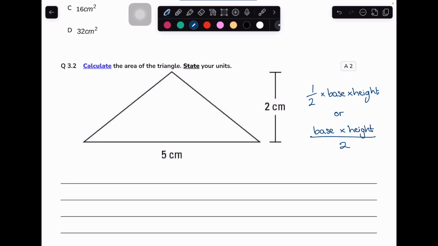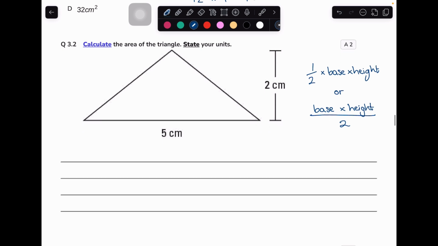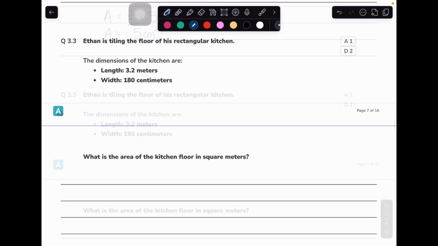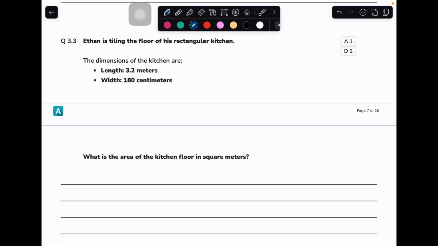Okay, so we're going to substitute our values into our formula. So we will have area is equal to a half multiplied by the base, which is 5, multiplied by the height, which is 2. So our area would be equal to 5 times 2 is 10, half of 10 is 5 centimeters squared. Okay?